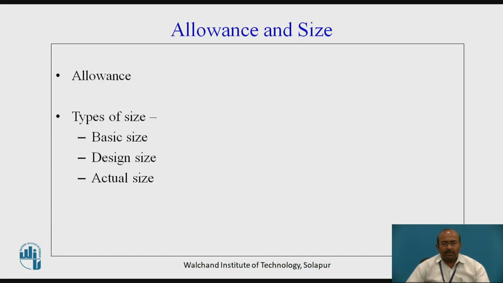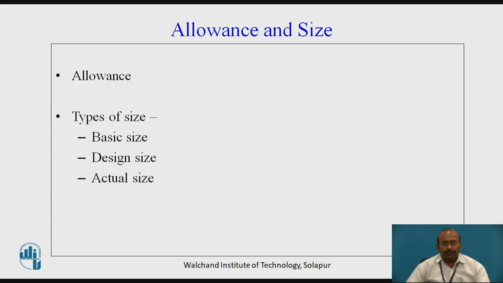Now let us see some of the terminologies. Allowance and size. The allowance. It is not that particularly meaning as like the tolerance. Allowance is far different than the tolerance. No doubt, in our day-to-day life, the allowance and tolerance we are using in a synonymous way. But from the machine drawing, rather the industrial drawing point of view, allowance is nothing but the difference, rather the intentional difference kept between the two mating parts.